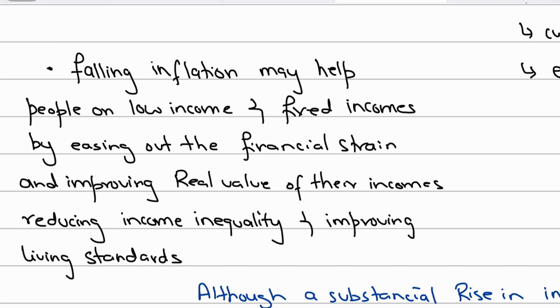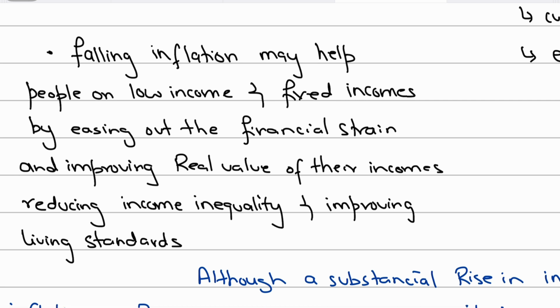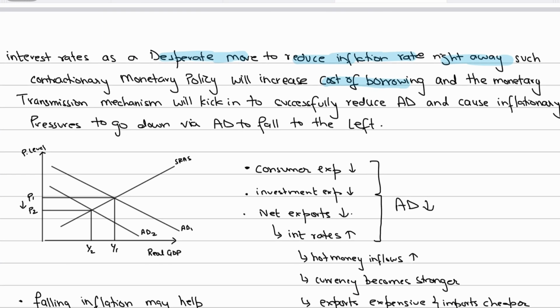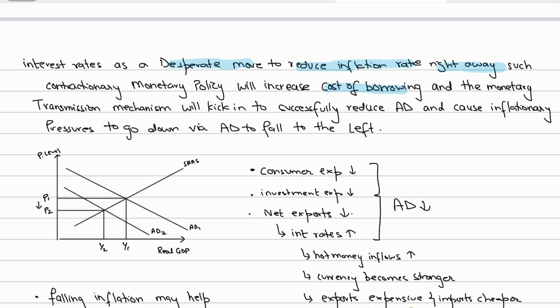And then you'll probably end up touching upon a few advantages of how falling inflation would help the economy positively, because you could address the income inequality, which is already mentioned in the case as well. You'll say that falling inflation may help people on low incomes and fixed income groups by easing that financial burden and strain on them, by improving the real value of their incomes, reducing income inequality, at the same time improving living standards and economic welfare for the overall economy as well. So these are some of the pros that you can mention.